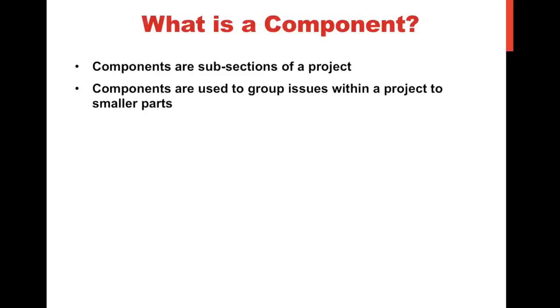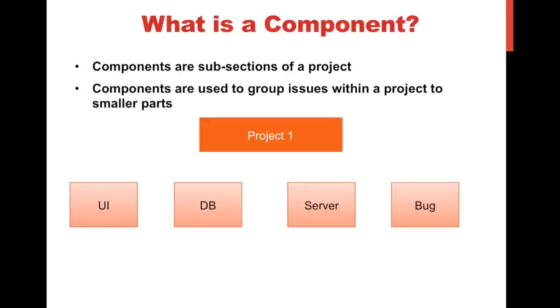What is a component? Components are subsections of a project. So when you create a project, you can create its components so that the issues can be grouped more logically and into smaller subparts. So for example, let's say you have a project called Project 1. You can create various components for it, and in a software environment, some of the most common components are UI, DB, server, bug, or any of the other components you can create.